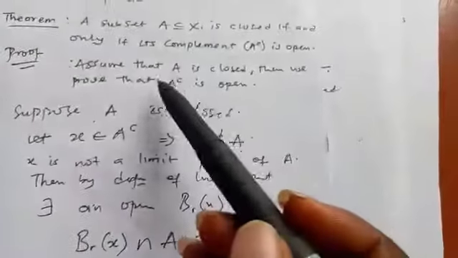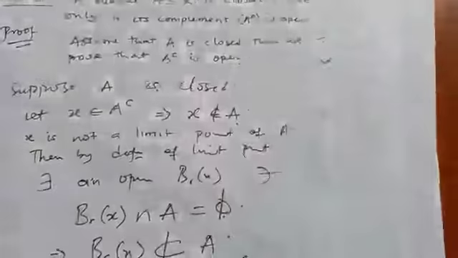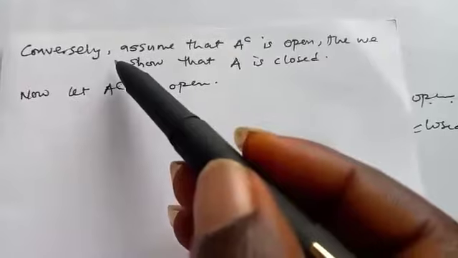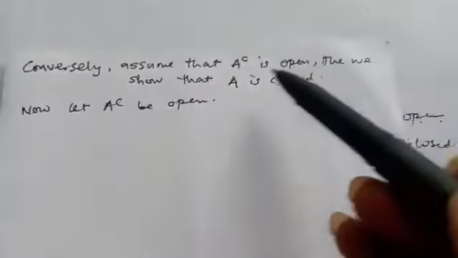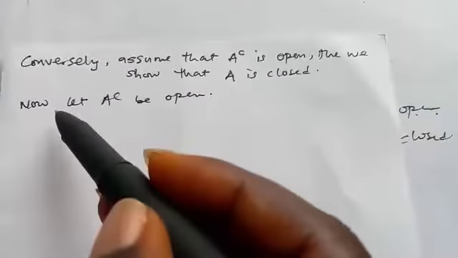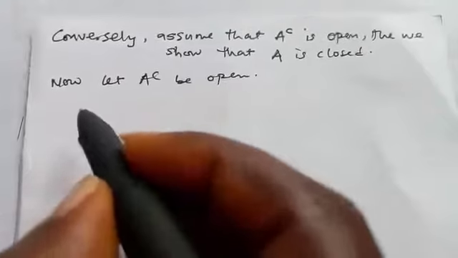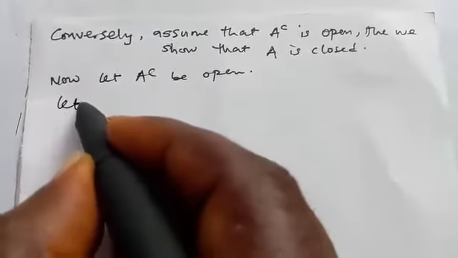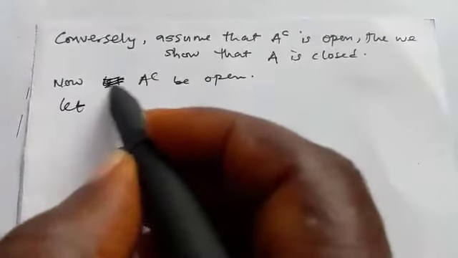Secondly, we now assume that A complement is open. We need to show that A is closed. That is what I've written out. We assume that A complement is open, then we need to show that A is closed. So now let A complement be open. Here we have assumed it, so I don't need to say let. A complement is already open because we have assumed it.